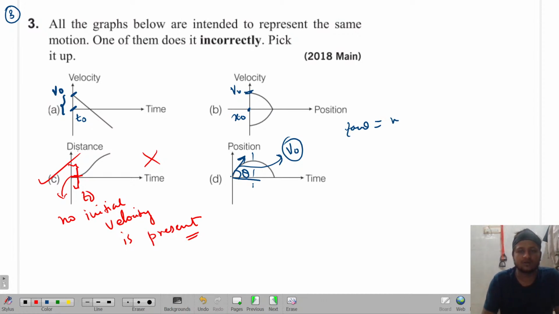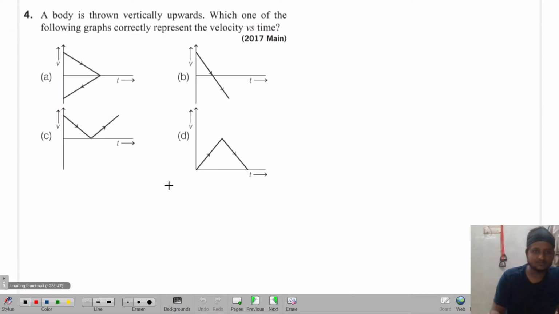So you have to be very cautious about these kinds of questions. Okay, increasing the level. 2017: a body is thrown vertically upwards. Which of the following graphs correctly represents velocity versus time? It's easy. I have already done this question.